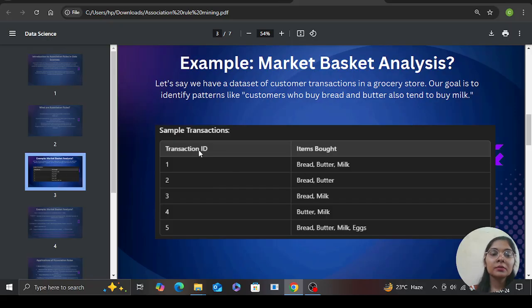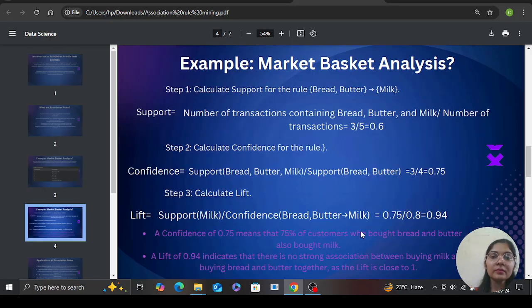So we have transaction IDs 1, 2, 3, 4, 5. For example, transaction ID 1 has bought the items bread, butter, milk, and transaction 2 has bought bread, butter, and 3 bread, butter, and 4 has bought butter and milk. So the fifth has a possibility of bread, butter, milk. This is a simple transaction example of market-based analysis.